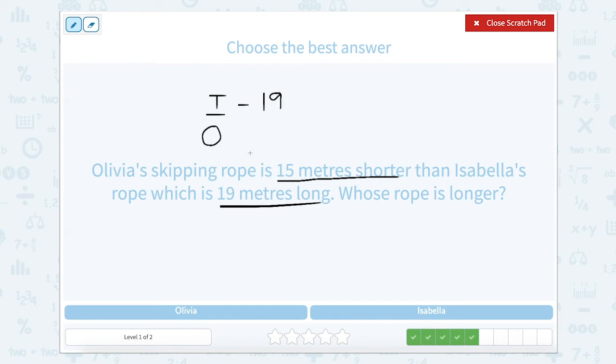We know Olivia's is 15 meters shorter, so we would have to take the length of Isabella's and subtract the length that it is shorter. So 19 minus 15 equals 4. So Olivia's is 4 meters and Isabella's is 19 meters. So which one is larger? Well, that would be Isabella's.